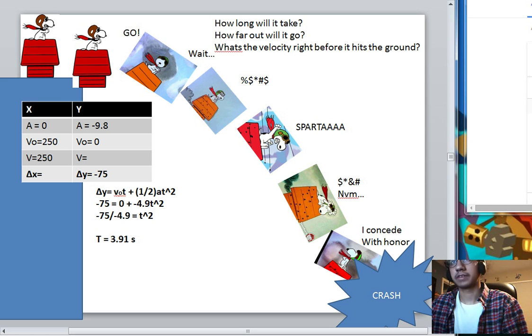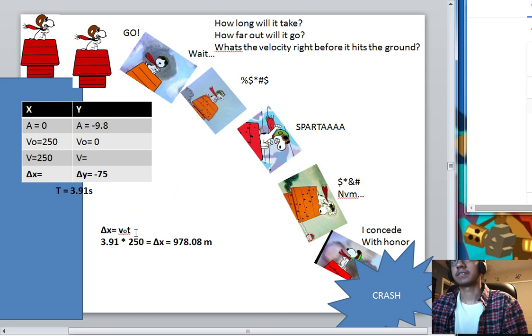So with the y-axis, we're attempting to find time, and here we're just doing simple kinematics. It's really just plug and chug, where we're using delta y equals v naught t plus half at squared. The negative sign is something important that some students often forget, and your resulting total will be that time is 3.91 seconds. So how long will it take? We've already been able to answer that. It's 3.91 seconds. This is the amount of time that it takes Snoopy to go down and crash.